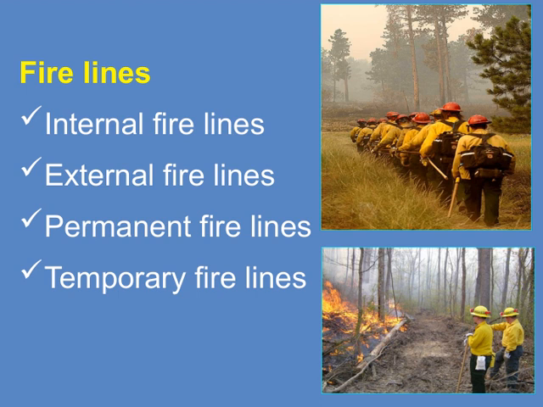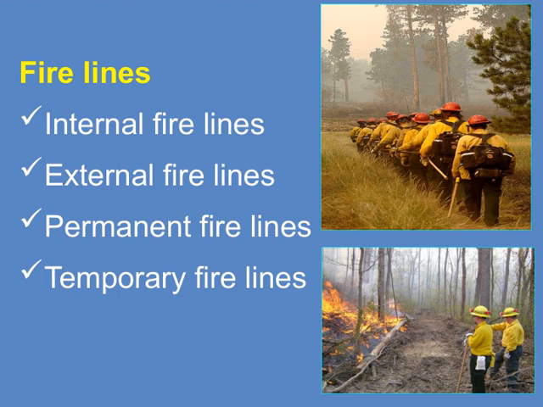Next, we have external fire lines. These are set up outside the immediate area, creating a buffer zone to prevent the fire from spreading further and to protect surrounding properties or natural resources. They serve as a barrier that helps contain the fire.